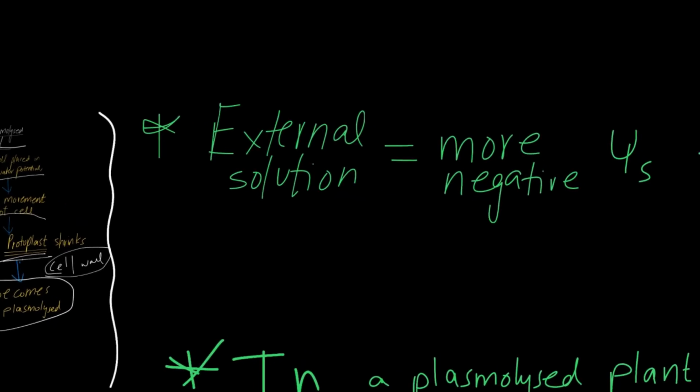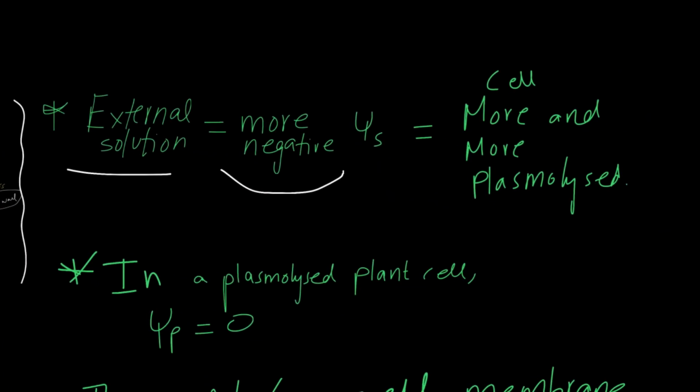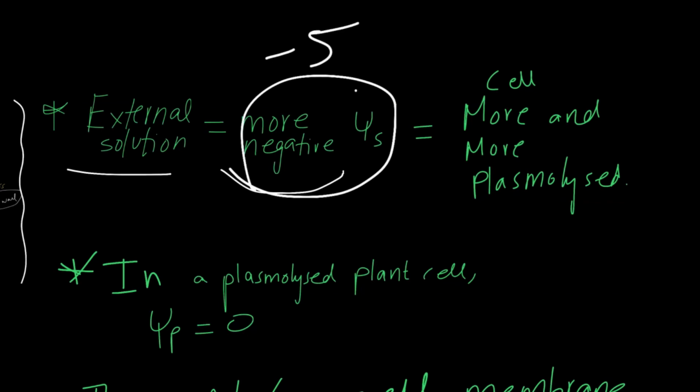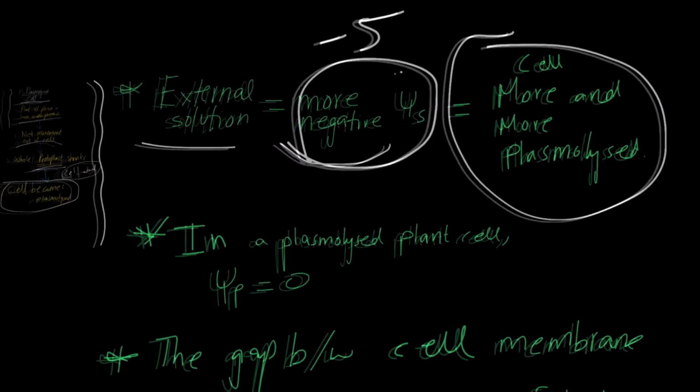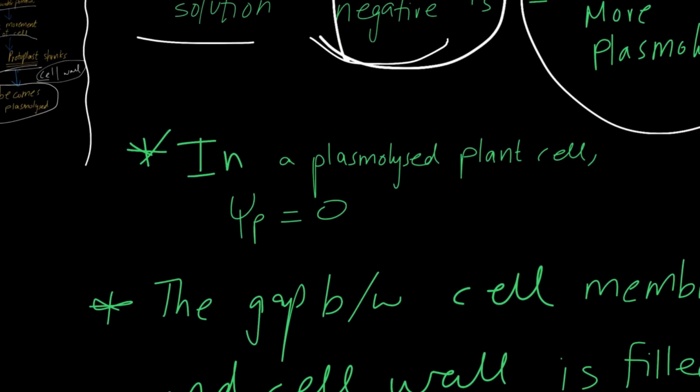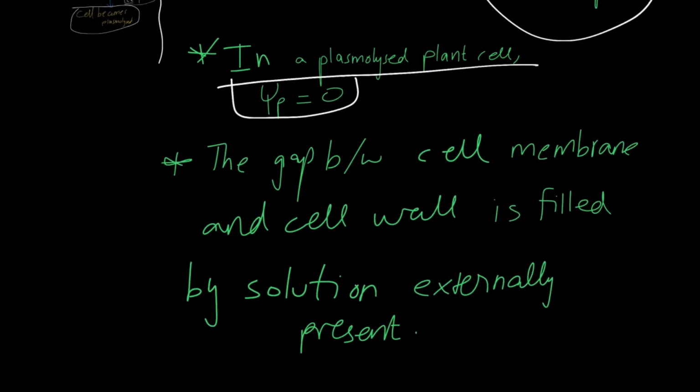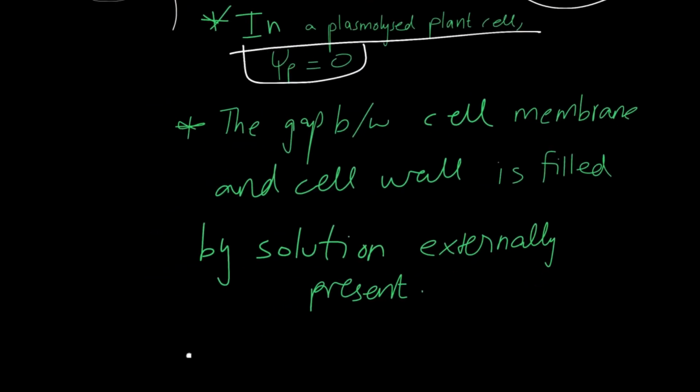Now, if the external solution has a more negative solute potential, which means -5 is more negative than -1, right? The cell becomes more and more plasmolyzed. The plasmolysis increases with the negativity of the solute potential. In a plasmolyzed plant cell, the pressure potential is always 0 because pressure potential is not applied.